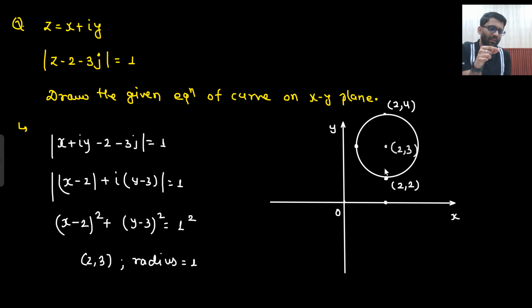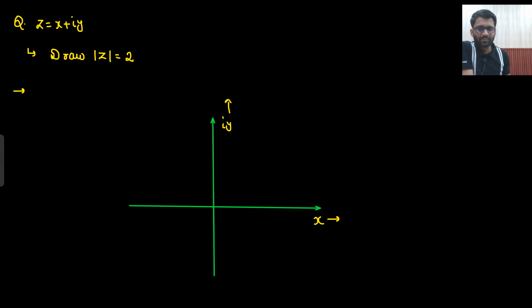What will be this point? From here I need to come 1. So y equals 3 only, but x equals 1. And what will be this point? y equals 3 only, but x equals 3. So simple mathematics it is, you need to draw this circle, that's it.